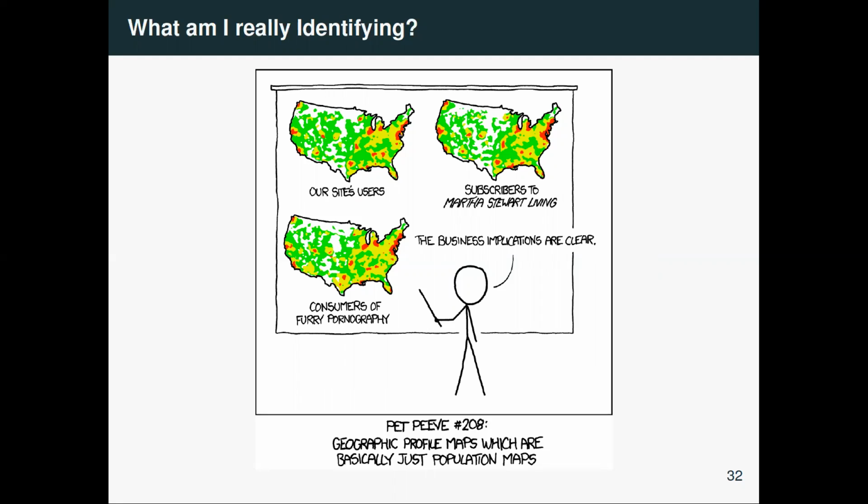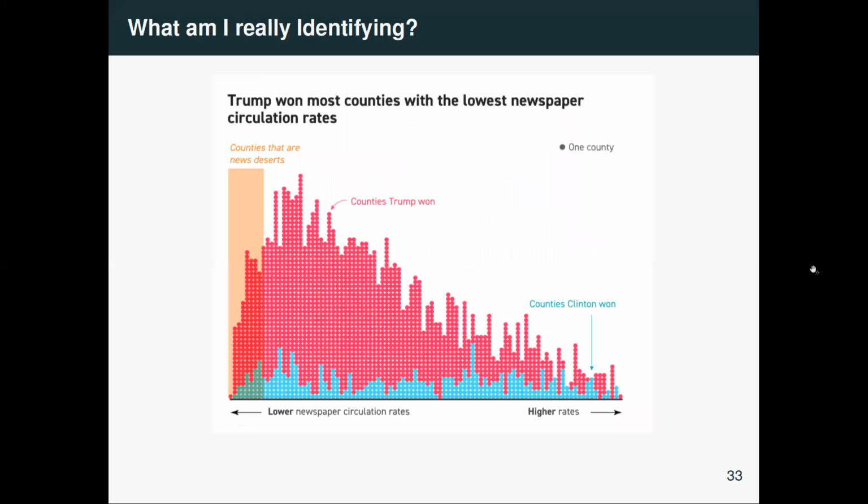What it's highlighting is that places with more people are always going to be highlighted no matter what you're looking at, just because there are more people there, and these are just population maps. It's pretty simple, but you'd be surprised how often it comes up. For example, take this article. This is an old political article from 2017.